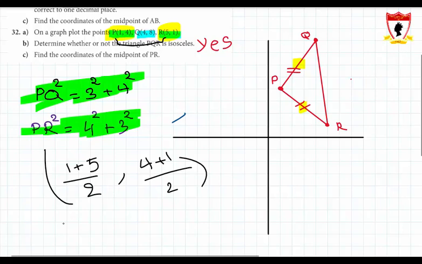1 plus 5 is 6, divided by 2 is 3. 4 plus 1 is 5, divided by 2 is 2.5. The coordinate of the midpoint is 3, 2.5. Done. 3, 2.5. 3 on x is here, 2.5 on y. So this point is the midpoint between P and R.